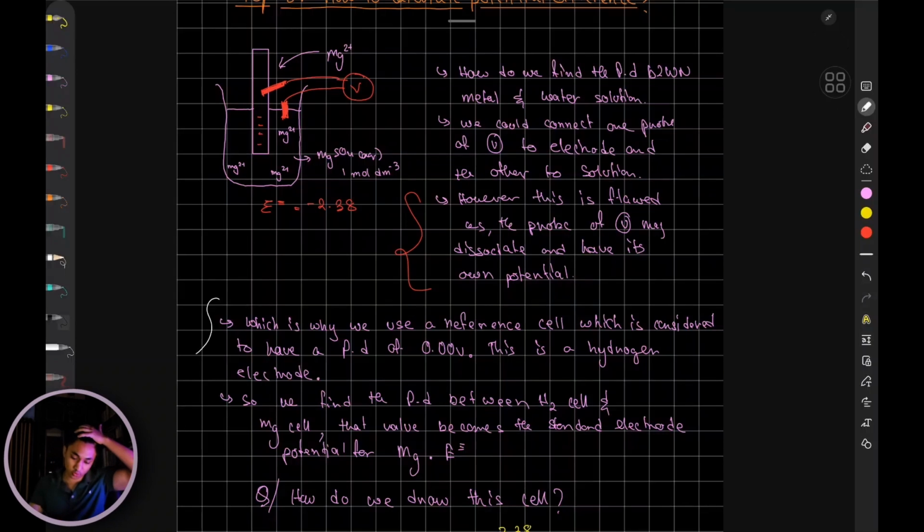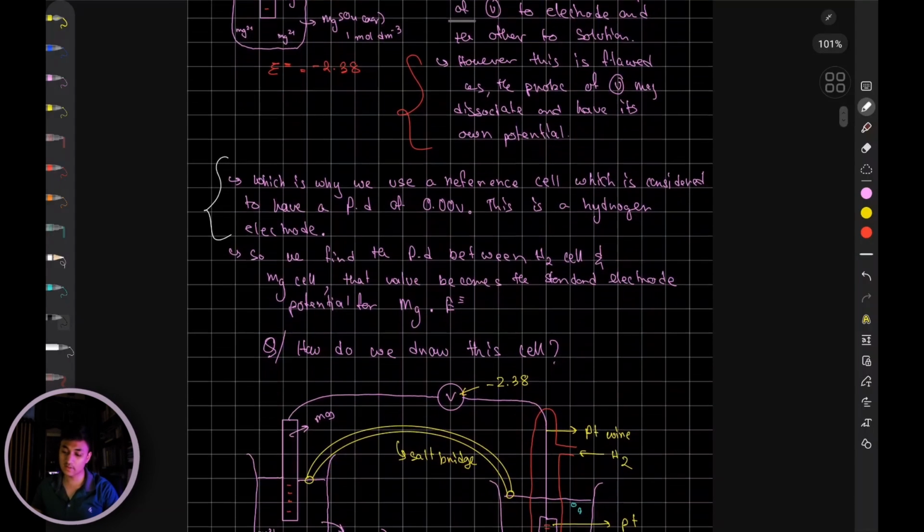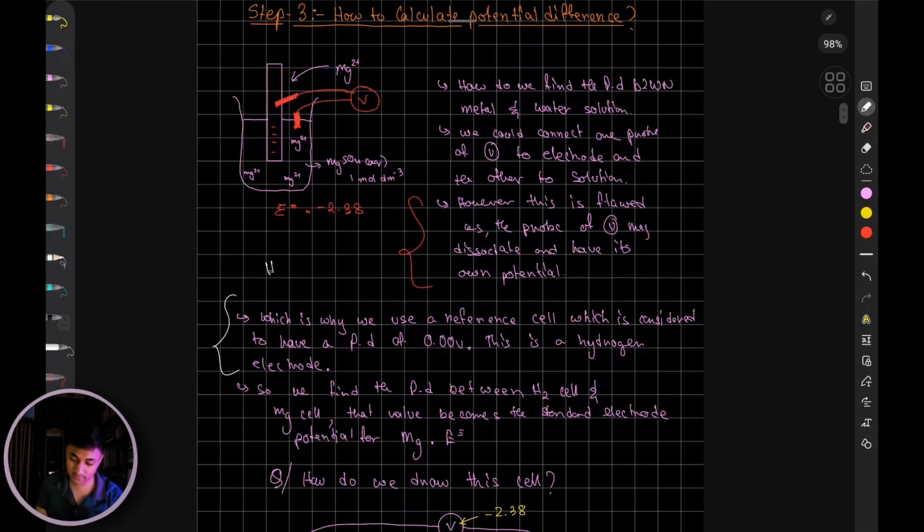That is why we do something more interesting: we use a reference cell. Remember, in the first video, we talked about how the hydrogen half cell equation has an electrode potential of 0 volts. Why is that the case? That is because we consider the electrode potential of the hydrogen half cell to be 0 volts. We take that as a reference point. We take the electrode potential of H+ turning into H2 gas.